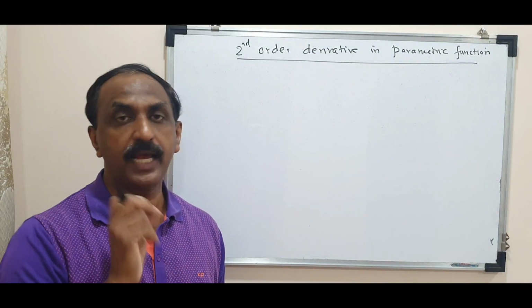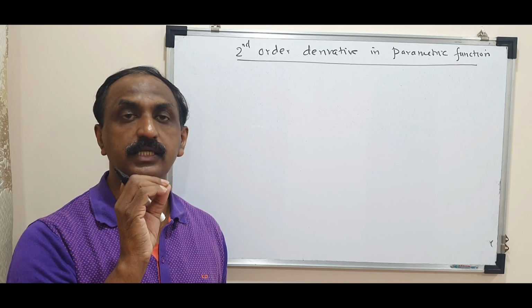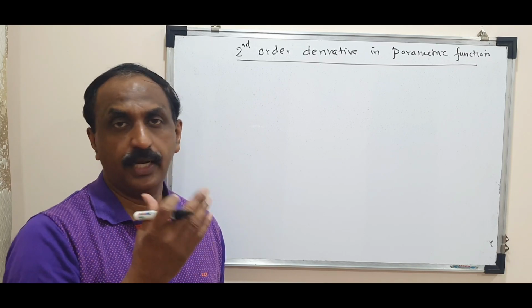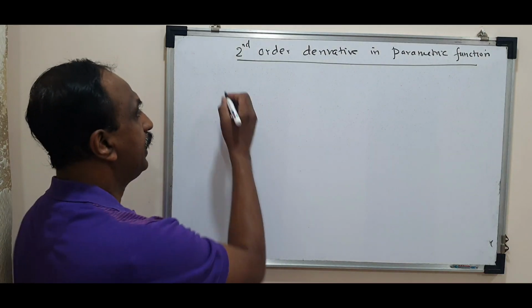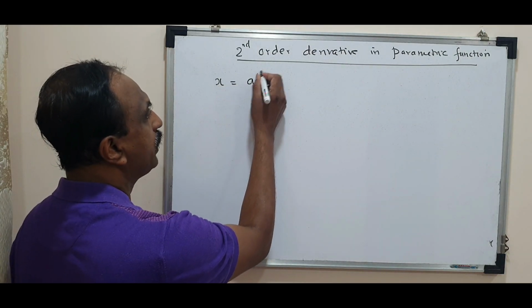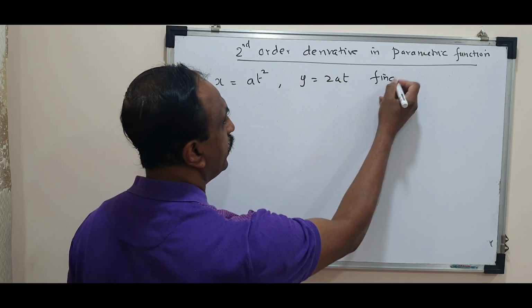Second order derivative in parametric function. It's very interesting, and be careful. For a normal function with one variable, it is not difficult to do the second order derivative. But when it is a parametric function, let's say x is at square and y is 2at. Find dy by dx.